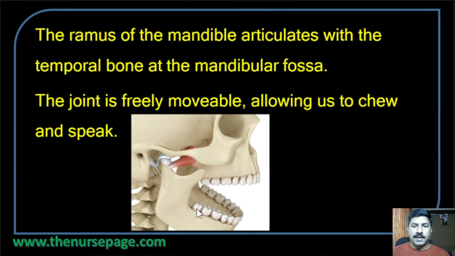So we'll go back to our question. The ramus of the mandible articulates with the temporal bone at the mandibular fossa. The joint is freely movable, allowing us to chew and speak.